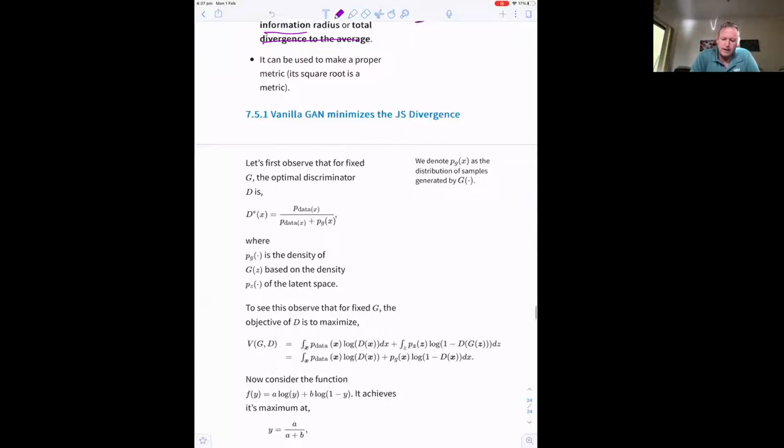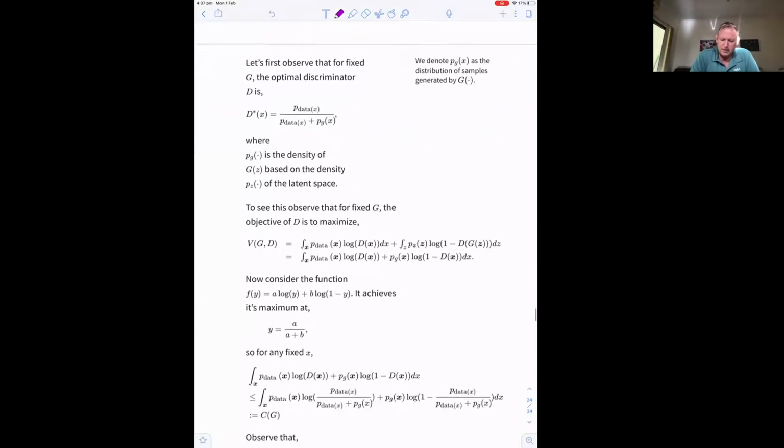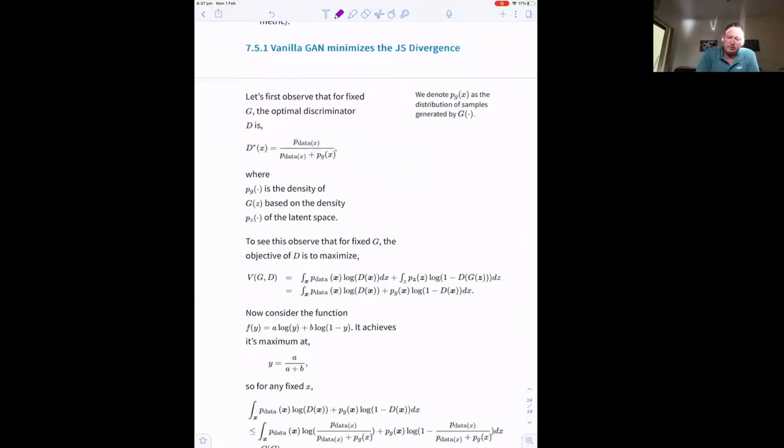Okay, so this is the original derivation in a sense. So vanilla GAN minimizes the Jensen-Shannon divergence. Okay, let's see this, or outline the key point. For a fixed generator, there is a claim. If I fix the generator, the claim is that the optimal discriminator is actually going to be this. And P_G of X here is now the distribution of the samples generated by this generator.